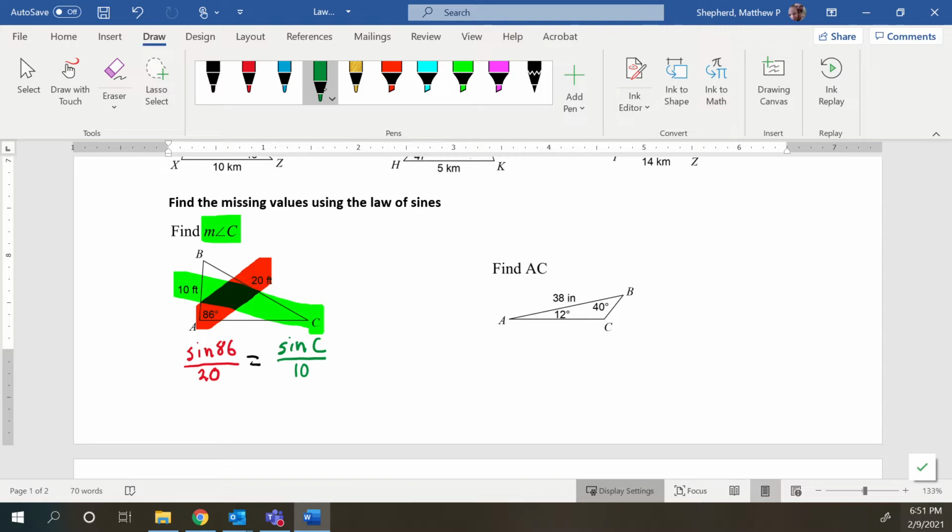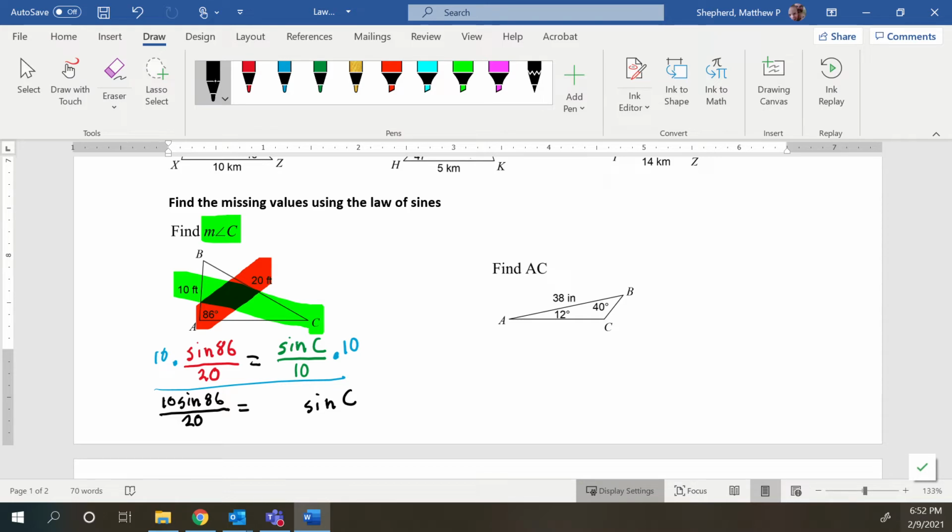Now, what I need to do is get C alone. So the first thing I'm noticing is this divided by 10. I'll go ahead and multiply both sides by 10 to deal with that. And we will have 10 sine of 86 over 20, which will then be equal to sine of C.